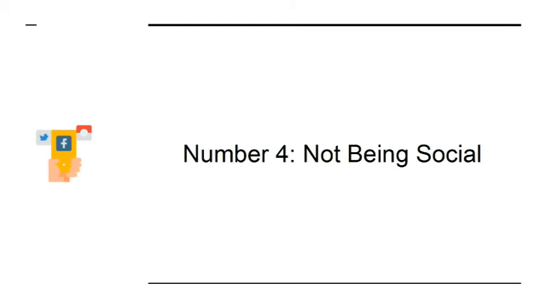Number 4. Not being social. The social aspect is hugely important for internet marketers. If you can build a genuine relationship with the people who build your website, and if you can appear to be a real person that others want to know and aspire to be like, then you will find that your site grows much faster and everything is much more successful as a result.